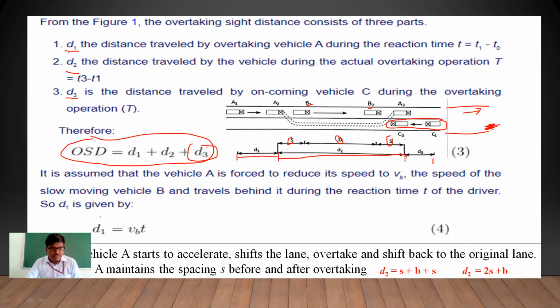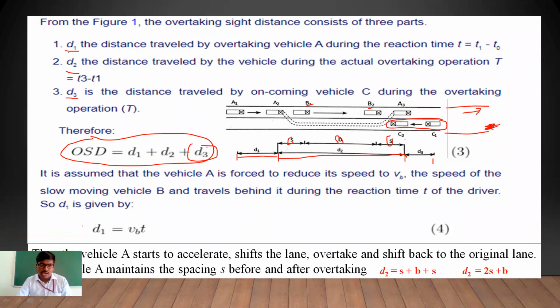Coming to each component's formula, I've already discussed how we got these formulas. D1, the first component, is VB into small t, where V is in meters per second. Why VB? The design speed of vehicle A will be V, in meters per second, but it will be forced to reduce its speed to VB because it will wait behind vehicle B to find an opportunity to overtake. So that's VB into t, and we can find D1.